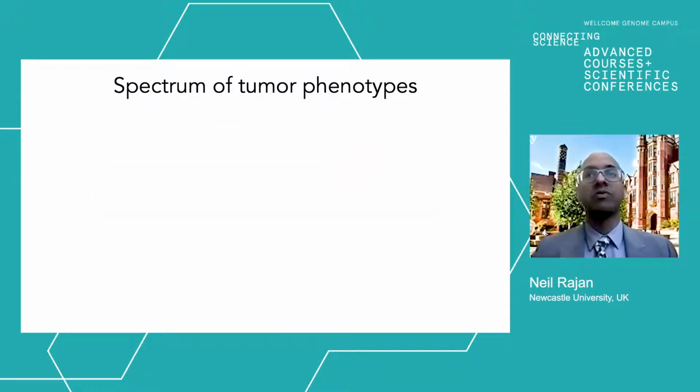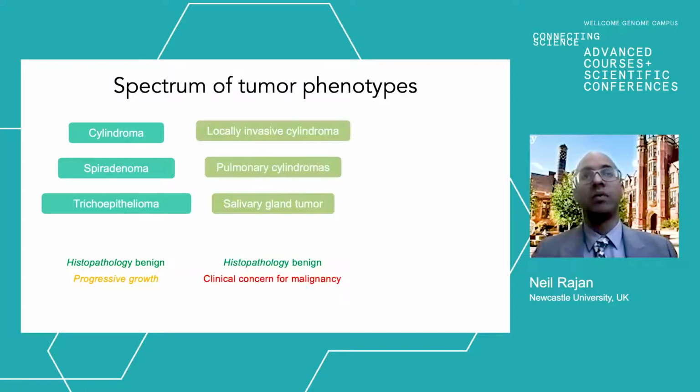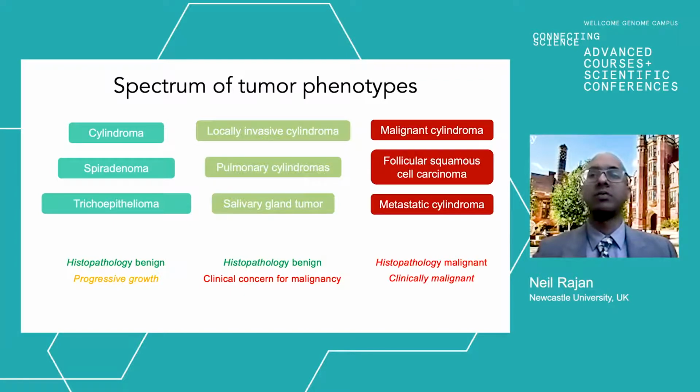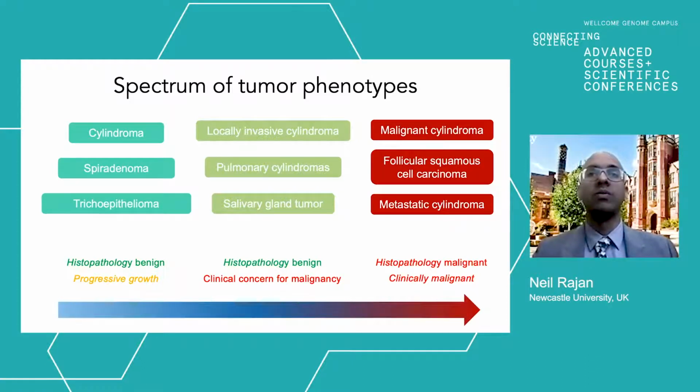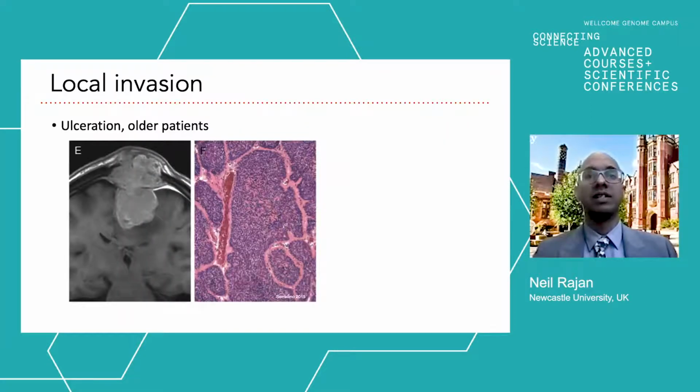And this spectrum of tumor phenotypes doesn't simply restrict to the benign tumors. We think in these patients, you can also get more clinically malignant patterns, and also some patterns which are clinically and pathologically malignant. And I'll go over some of those now. So there are tumors that can present which have a malignant clinical course, but when the pathologist looks at the sample that's been biopsied, it's falsely reassuring. So this is an example of a patient who's had a cylindroma where there's been local invasion through the skull plate into the brain, but the histology is reassuring.